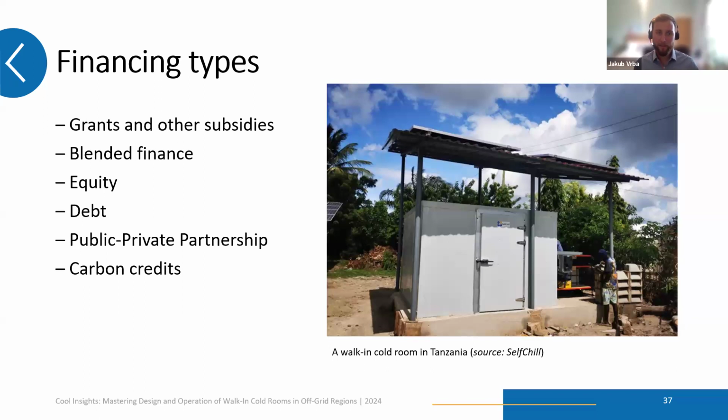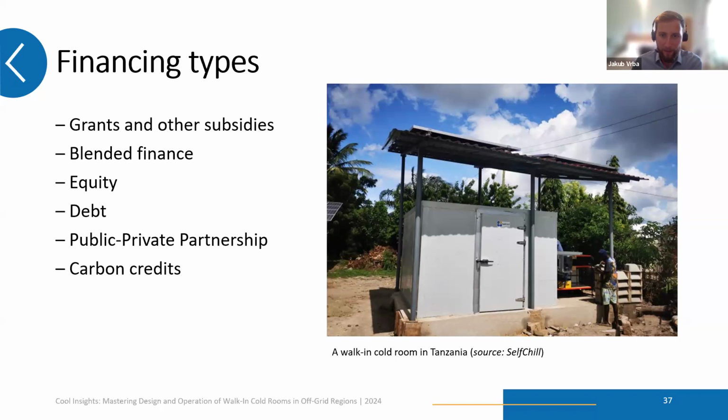Debts, we define it as loan to be repaid to the lender with interest. Again, since this is quite an emerging technology, commercial banks have been quite reluctant to lend to companies to operate cold rooms. So there are some alternatives that could be potentially explored before the commercial banks are interested in the sector. So it could be off balance sheet financing or asset backed financing, which we explored more in the guide.